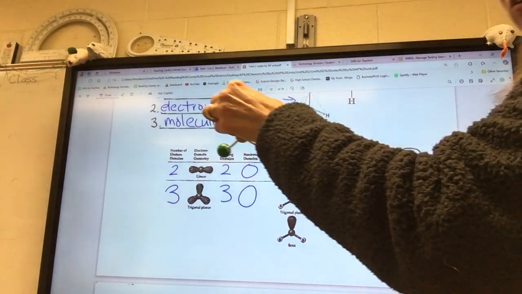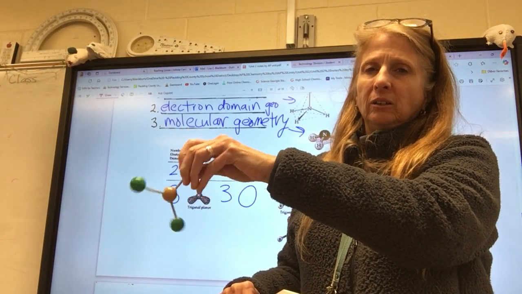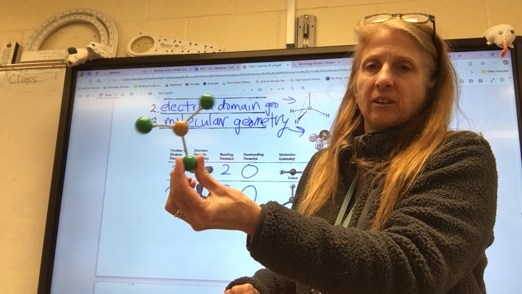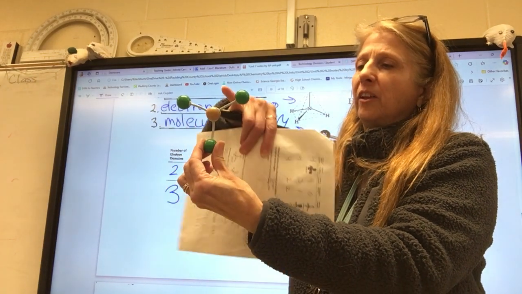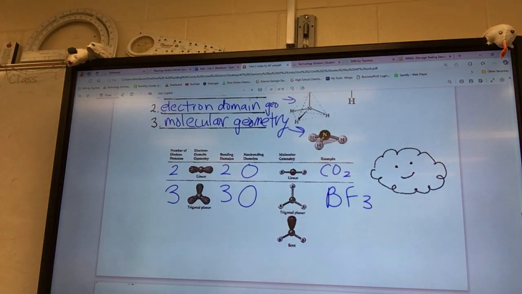So here's a beautiful BF3. Notice how it's that Mercedes symbol. Let's see if I can hold it in a way that shows, ta-da, trigonal planar. And these bond angles are 120. Okay. Beautiful.